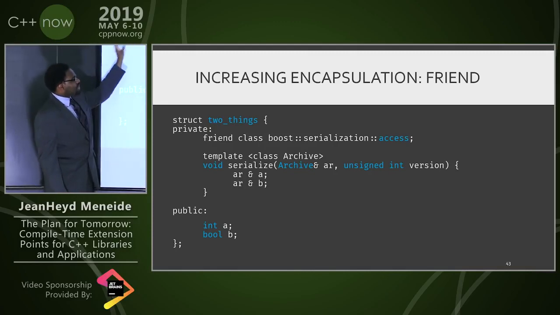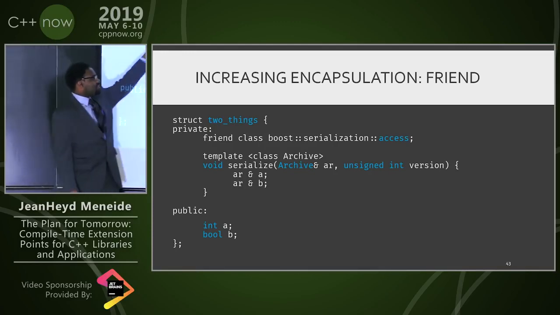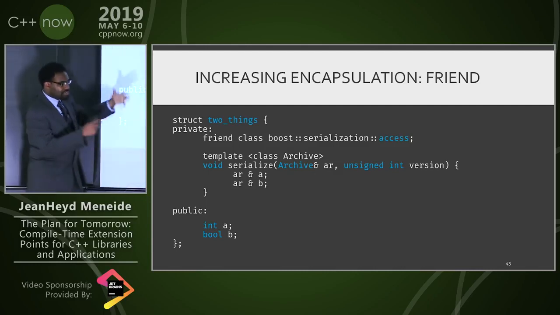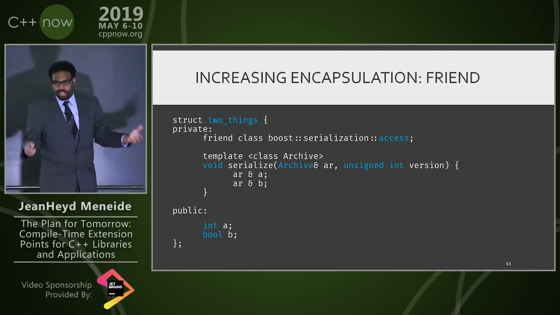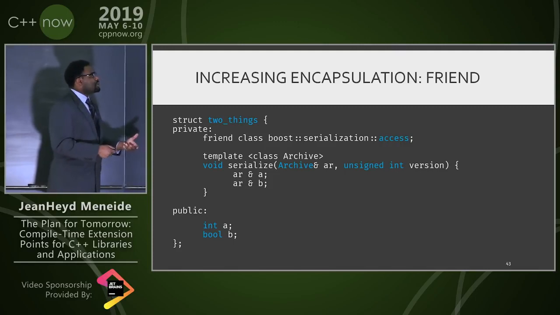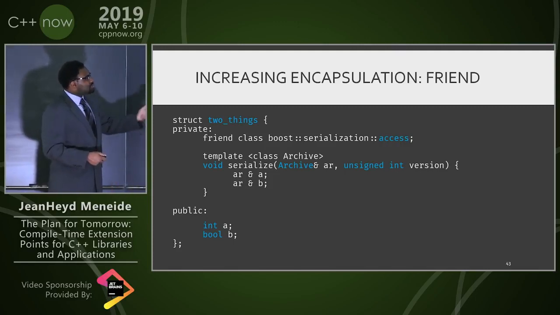The comment was that you don't have to drag in all the Boost serialization header for this, and that's true if you get the forward declaration of boost serialization access, right? You can avoid that. The author of the library has made it easy to avoid that, but it's not.